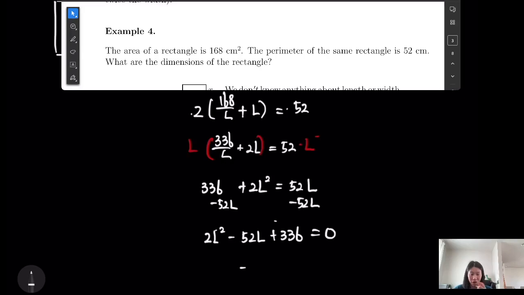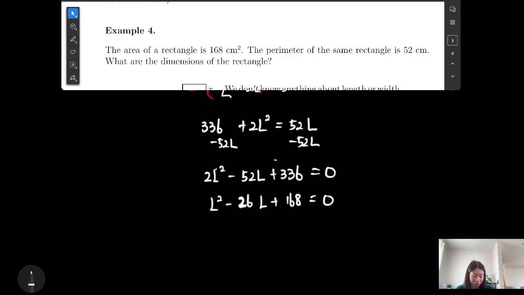Well, to solve that, the first step is you want to divide by 2 on both sides, so I can factor the 2 out. They have a common factor 2. So this is equal to L squared minus 26L plus 168 equals 0. We can try to factor it and see if that works. We want two numbers that multiply to get 168 and add to negative 26.